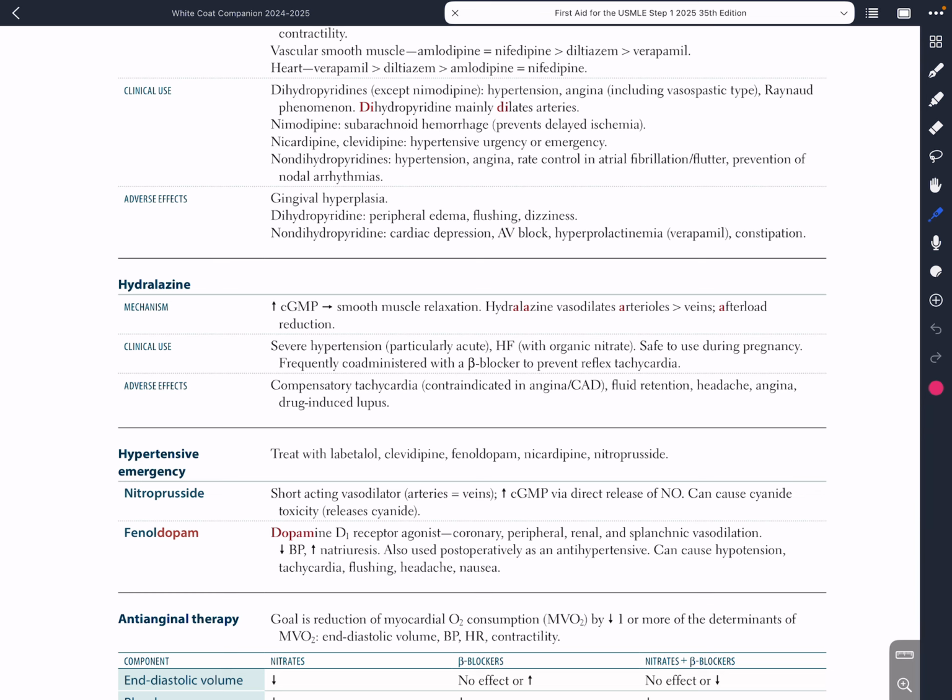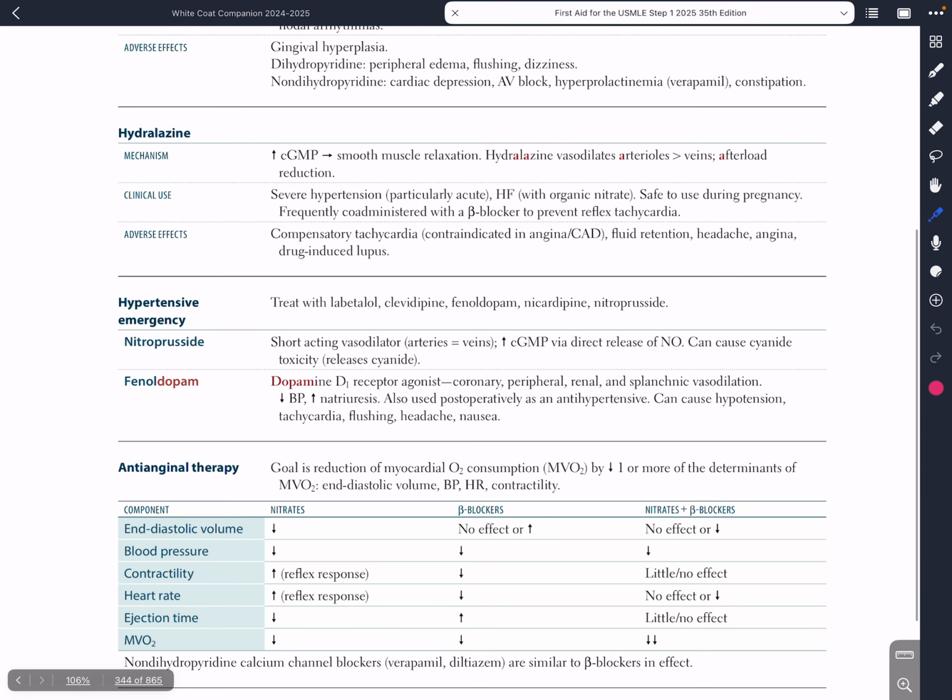Non-dihydropyridine calcium channel blocker adverse effects are cardiac depression, AV block, hyperprolactinemia, and with verapamil, constipation. Hyperprolactinemia is seen with verapamil, and constipation. Both hyperprolactinemia and constipation are adverse effects of verapamil.